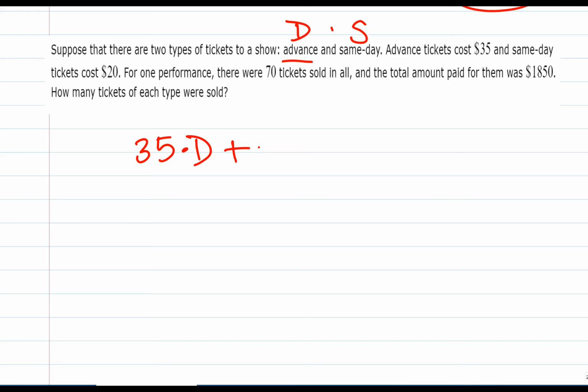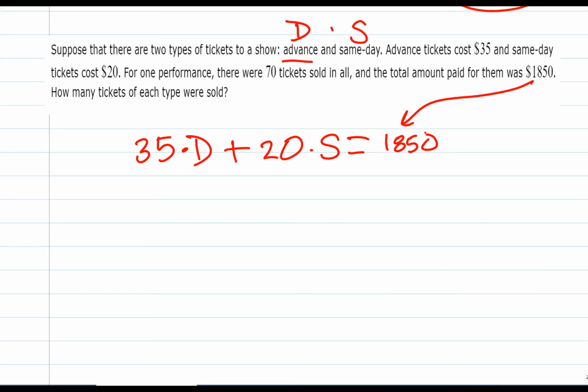Plus, what's the cost of the same-day tickets? Why are same-day tickets less? That's a stupid question. Like, you're all desperate. Come buy the tickets early and we'll screw you, right? That makes no sense. That's all right. So times S, cost times amount. This should equal our total. What's our total? That's the total amount, that 1850.